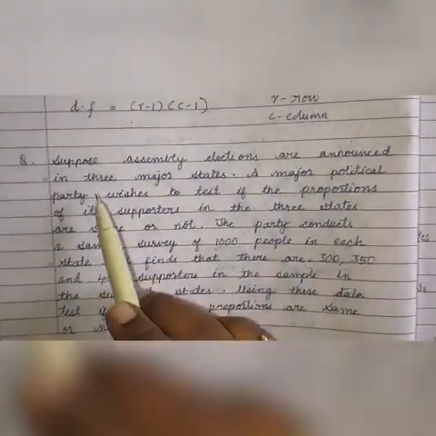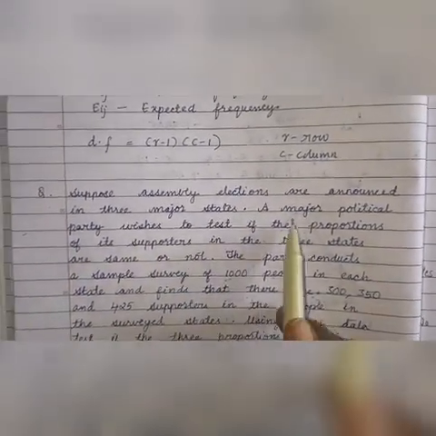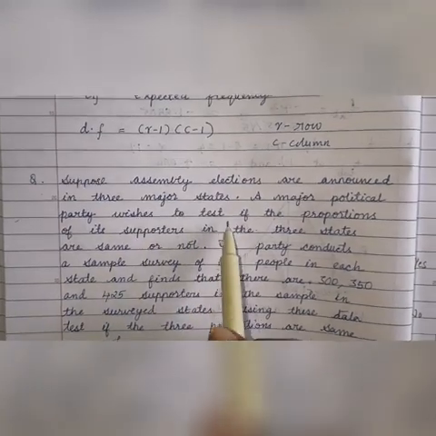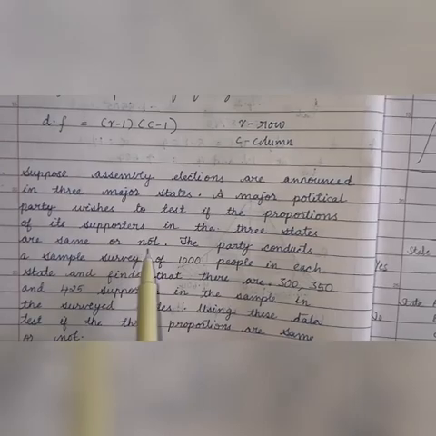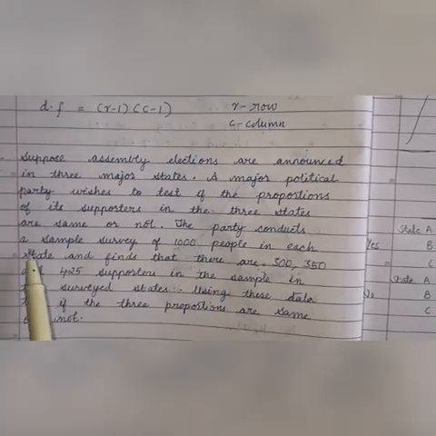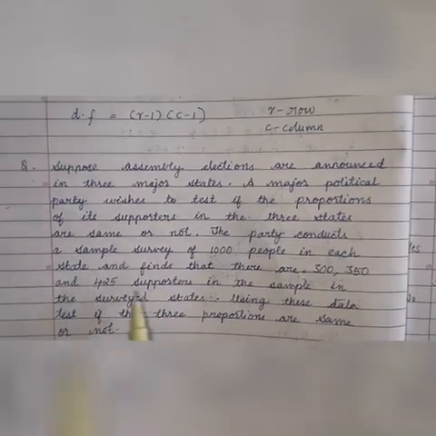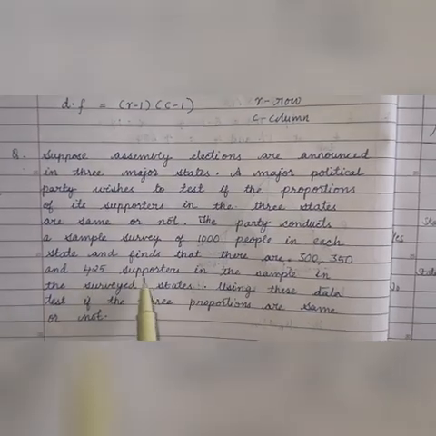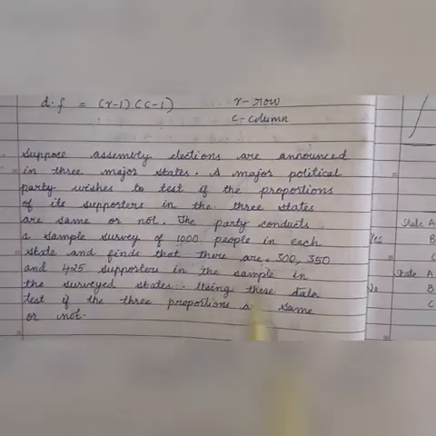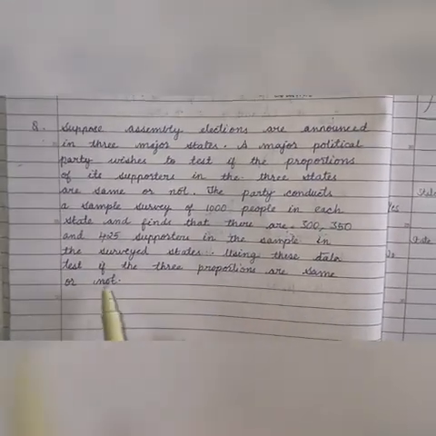Example: suppose assembly elections are announced in three major states. A major political party wishes to test if the proportions of its supporters in the three states are same or not. The party conducts a sample survey of 1,000 people in each state and finds that there are 300, 350 and 425 supporters in the sample in the surveyed states. Using these data, test if three proportions are same or not.